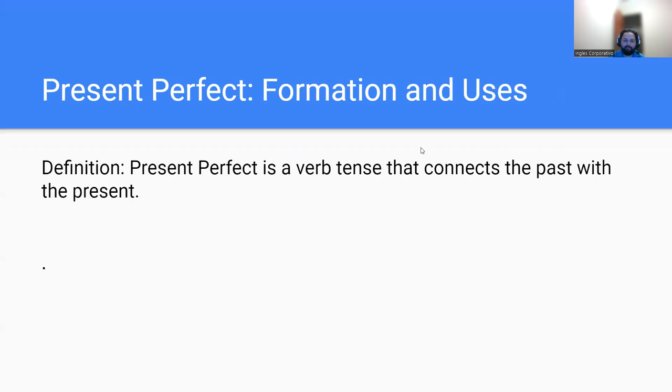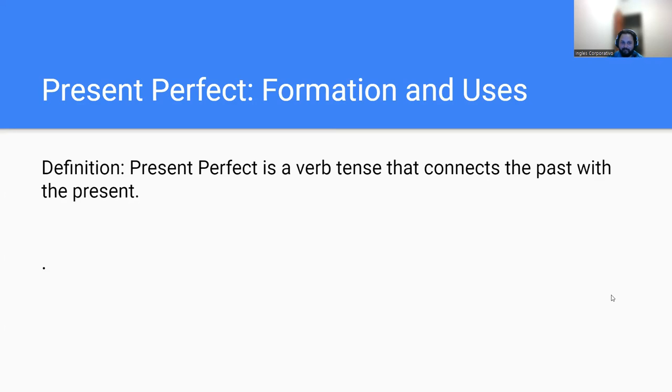So let's talk about present perfect, right? What have you heard about present perfect, guys? What do we use present perfect for? It is when you begin an action and you continue in the present. Very good. We start an action in the past and we continue in the present. What else have you heard?